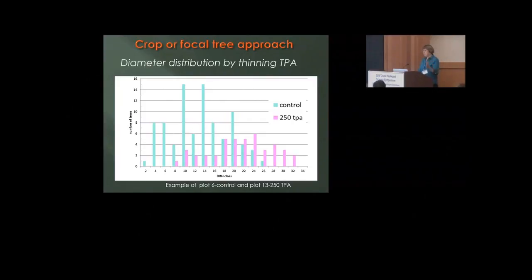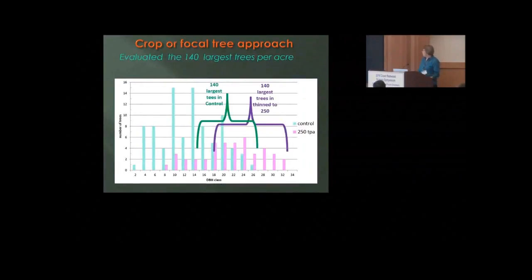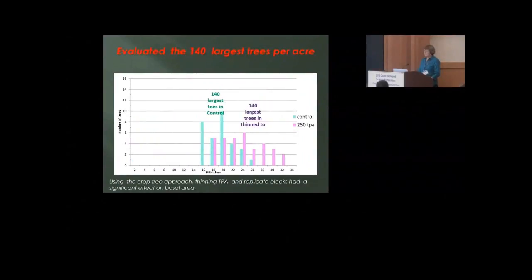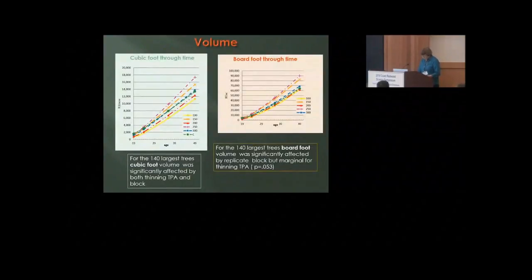Which are the trees that are going to be most valuable for restoration measures? So we chose 140 trees per acre as our target. This is what the distribution would look like laid out on those 2 plots. And then this is the data set when we analyzed the 140 crop trees.